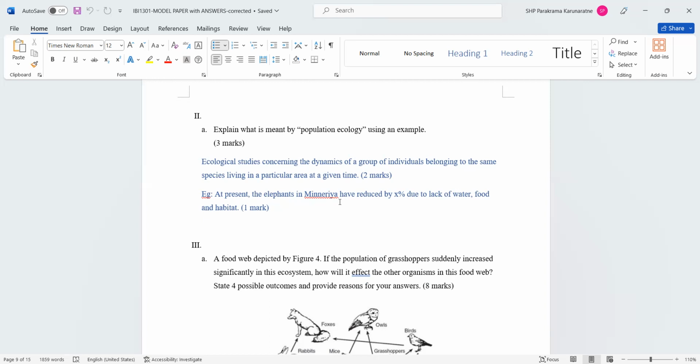An example is: at present the elephants in Min area have reduced by X% due to lack of water, food, and habitat. So the elephant population in Min area is called a population, right? Likewise in a community, but in a community different species are there.